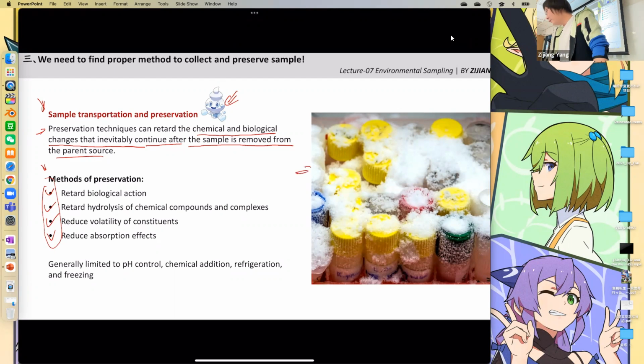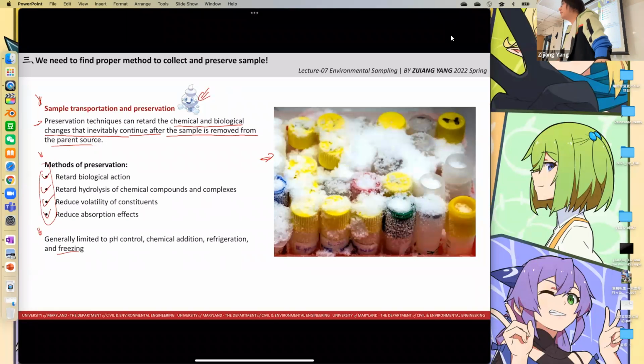So freezing the sample is usually the common method to preserve the sample. But by using this method, something will change. For the microbials, some of the microorganisms will die under very low temperature. So we cannot use this method to preserve samples for microbial activity. We also have methods generally limited to pH control, chemical addition, refrigeration, and freezing. Okay, so for this one, do you guys have any questions?